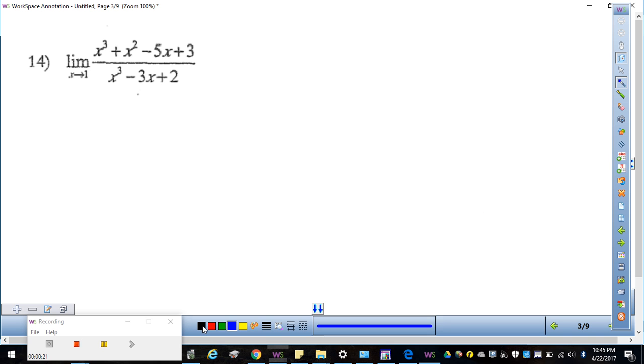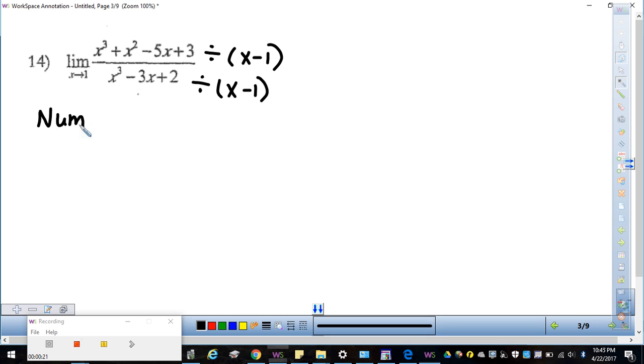Okay, the next one, number 14. So this one is also tricky. If we were to plug in 1 in the numerator, we have 1 plus 1 minus 5 plus 3, so that'll be 0. 1 in the denominator becomes 1 minus 3 plus 2, which is also 0. So we need to attempt to factor. However, just by looking at this, there's no factoring technique that would work, and so we want to think about doing synthetic division. So on both the top and bottom, because the x value of 1 made the polynomial equal to 0, that means that both the numerator and denominator can be divided by the factor x minus 1, and that will help us to get a factored form.